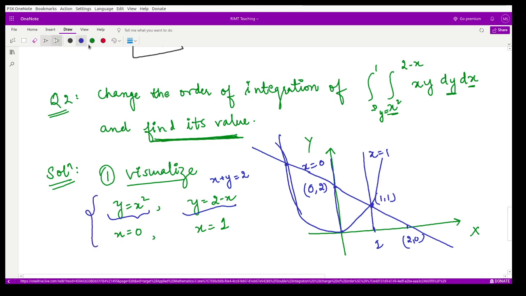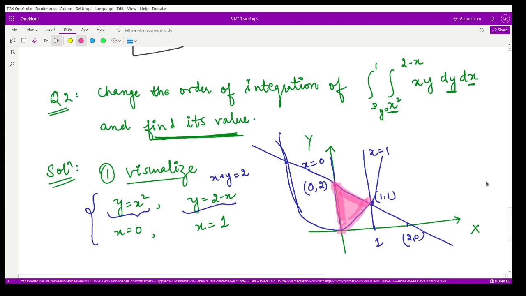So what would be your region? So your region in this case would be bounded by this particular curve, right? And this particular line, this line, and this line. So obviously your region is this particular region. So now you see what limits are given to you. The variable limits are given to be that of y.